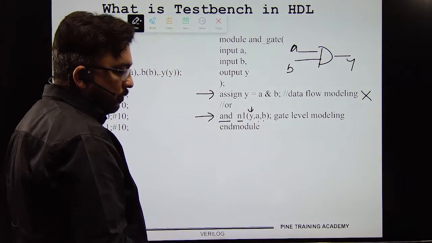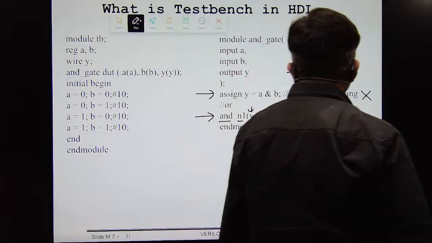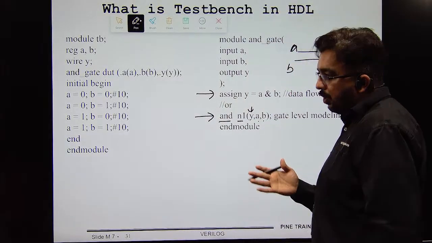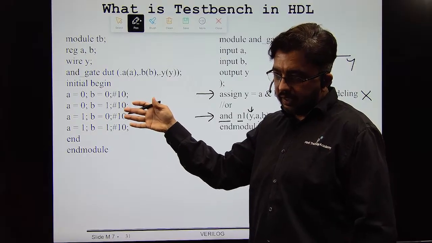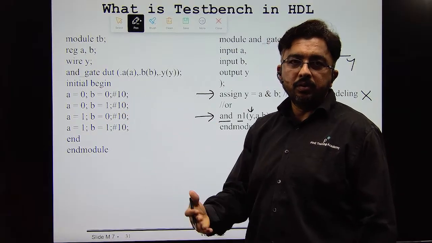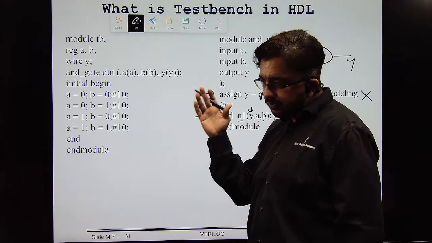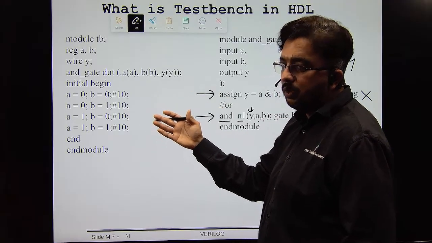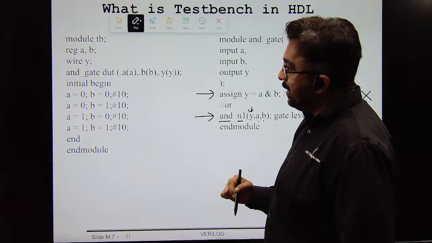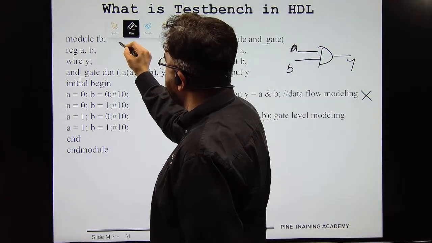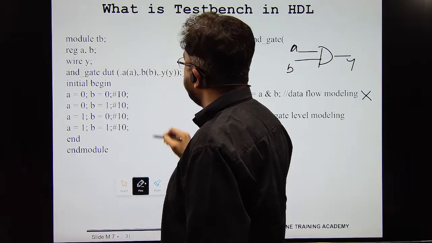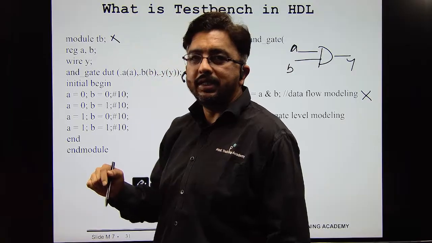Okay, so how are we going to write the test bench, how does it look? See, I will write the code for you and we will discuss it line by line, just for your information, to show how the code basically looks. In a test bench, first of all, we don't write the input and output. So here input and output is missing. Not missing, it is not required.